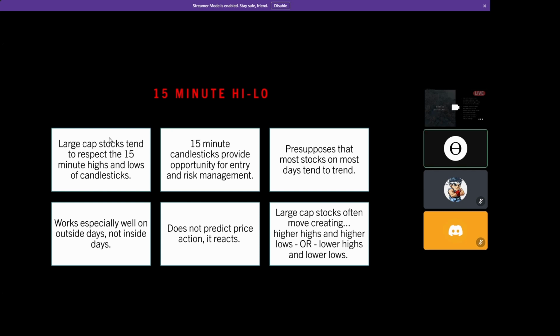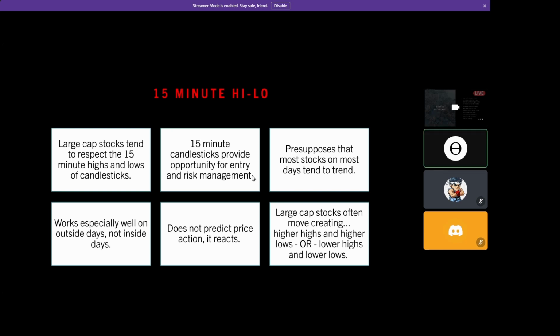They provide opportunities, second point, for entry and risk management. Upon a break of a high, you could potentially consider going long, let's say, and then put your stop at the 15-minute low of that very candle that you're on. Or if it's breaking down, you could decide to go short and put your stop at the high of that 15-minute candle. And I'll give you examples by the end.